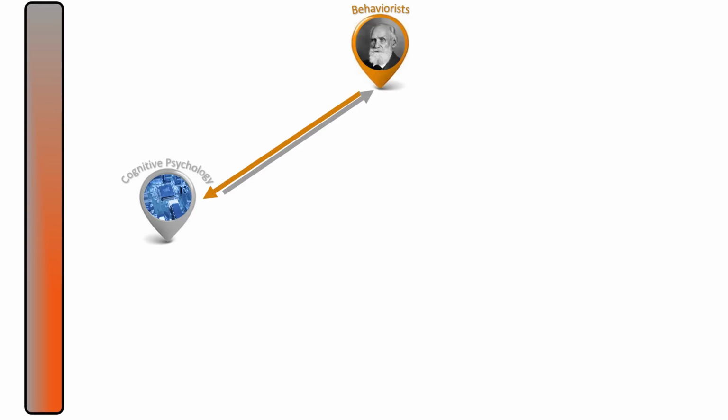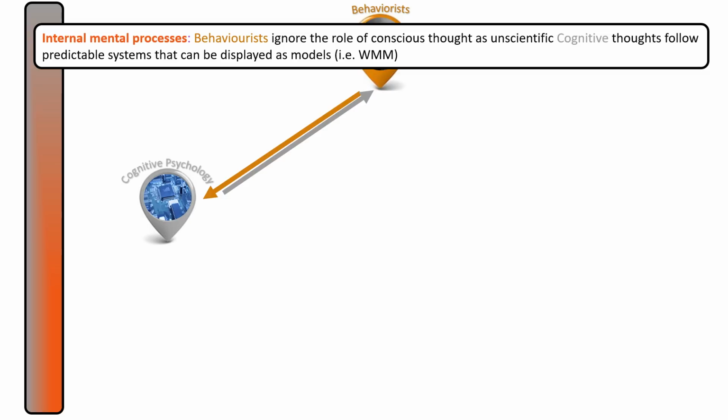So, when it comes to internal mental processes, behaviourists and cognitive psychologists are completely the opposite. Behaviourists completely ignore the role of conscious thought. They say it's unscientific to include it in theories, whereas cognitive psychologists' entire focus is on internal mental processes. They construct models that suggest thoughts follow predictable systems, and they then go on to test these models and use results of the tests to infer the nature of these internal mental processes. Next up, disorders and treatments.